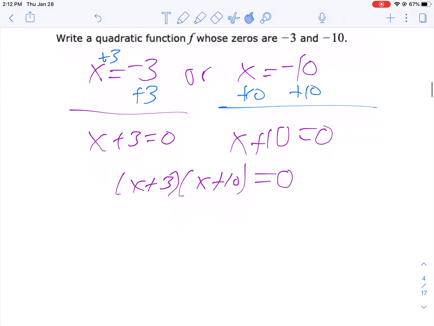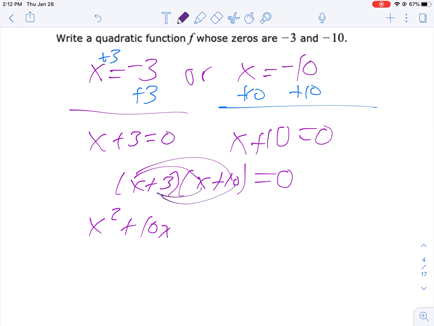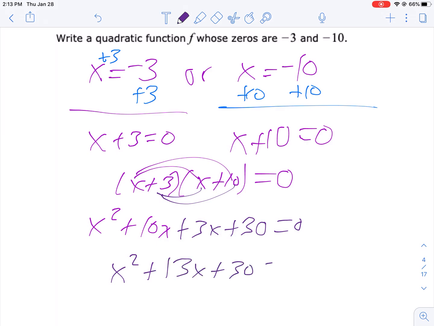Now we'll distribute. We'll double distribute. We're going to take x times each term. So we get x squared plus 10x. Now let's distribute the 3. So we get positive 3x plus 30. Finally, combining your like terms, we get x squared plus 13x plus 30 equals 0.